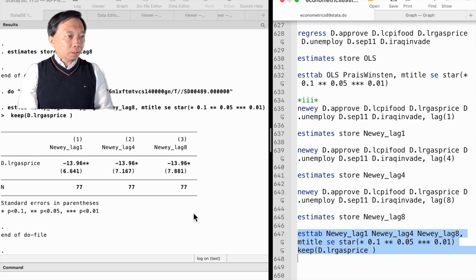The standard errors become larger with the number of lags. The coefficient on the log gas price becomes less statistically significant as the lags become larger.